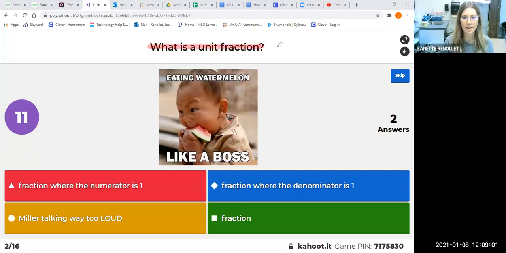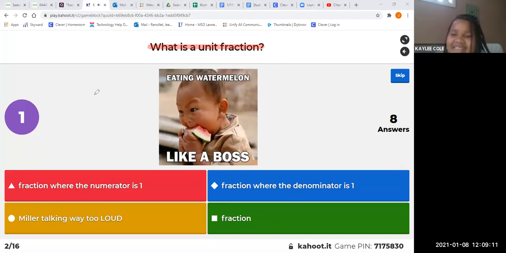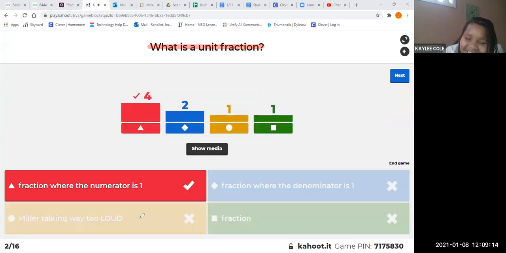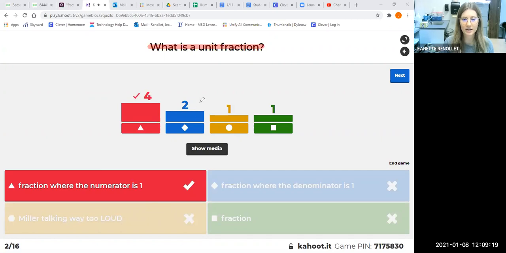Look at your question at the top. It says eating watermelon. Good work. Okay, most of us got the correct answer. Our question says, what is a unit fraction? A unit fraction is any fraction where the numerator is 1, right? So you should have selected this one. Fraction where the numerator is a 1. Great work.